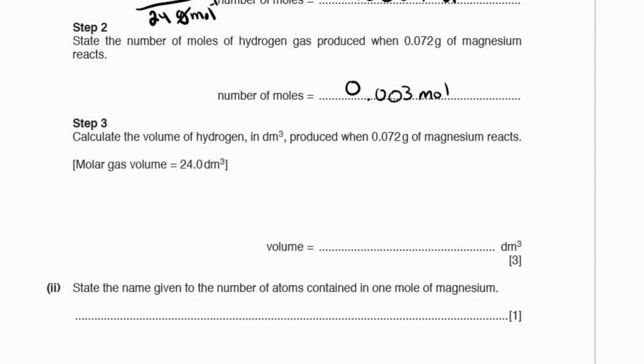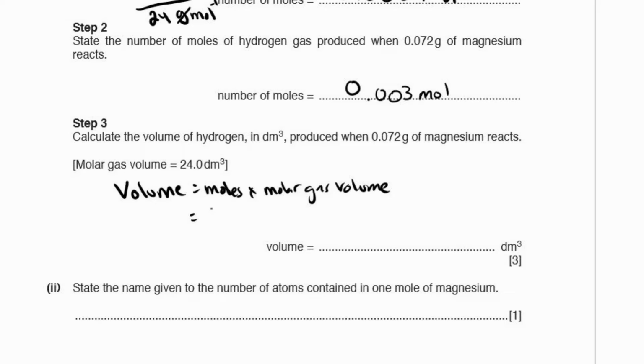Okay, step 3, calculate the volume of hydrogen in decimeters cubed produced when 0.072 grams of magnesium reacts. The molar gas volume is 24.0 decimeters cubed. So the volume equals the number of moles times the molar gas volume, because we're dealing with a gas.